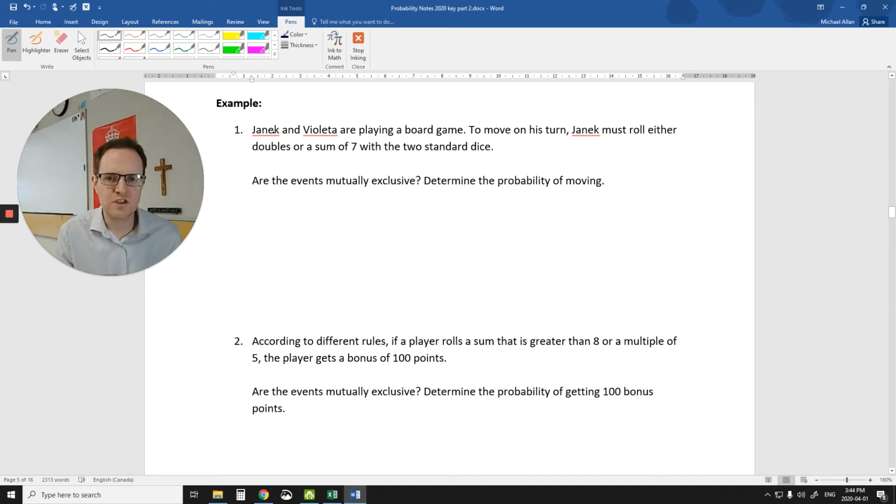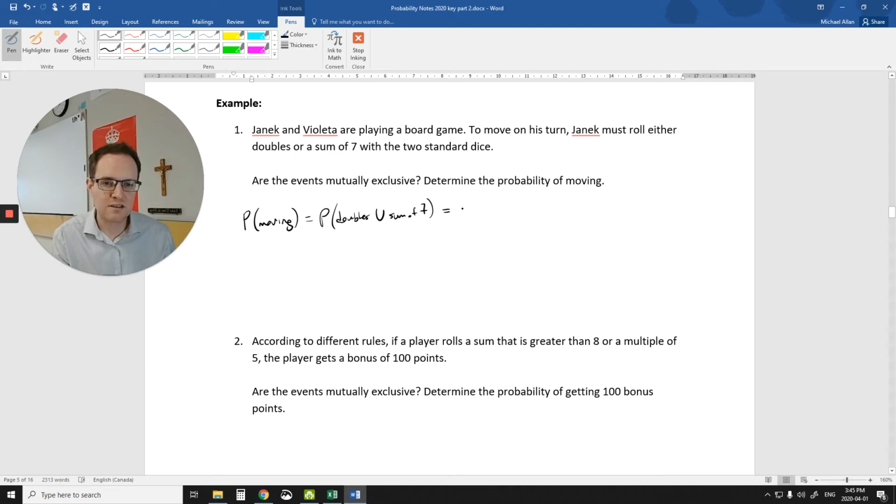So let's think about whether or not they are mutually exclusive or not. So Janek and Violetta here are playing a board game. To move on this turn, Janek has to roll either a double or a sum of 7 with 2 standard dice. Are the events mutually exclusive? And then we're going to determine the probability of moving. So I want to know, what is the probability of moving, which is the probability of rolling doubles, or, which is the union, sum of 7.